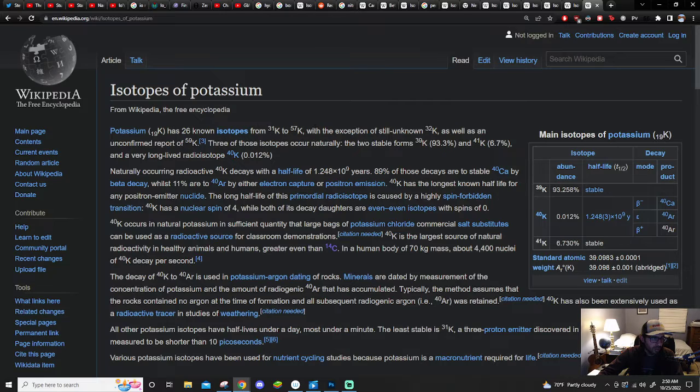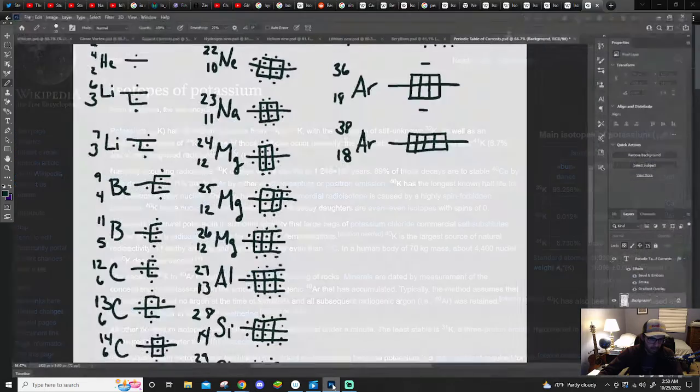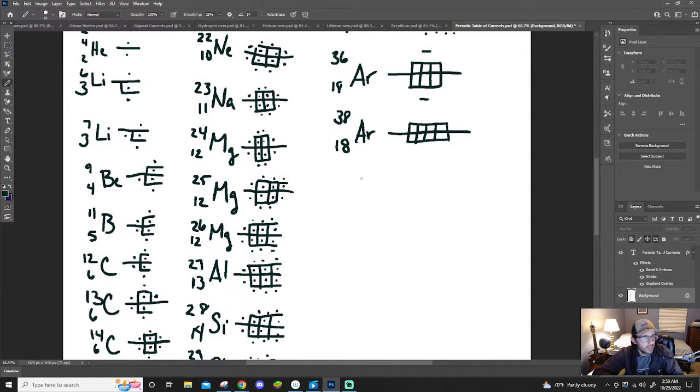26 known isotopes, but the two stable forms are 39 and 41. Mostly 39. Okay. 39. And 41. So 39 is just another eddy in this one.